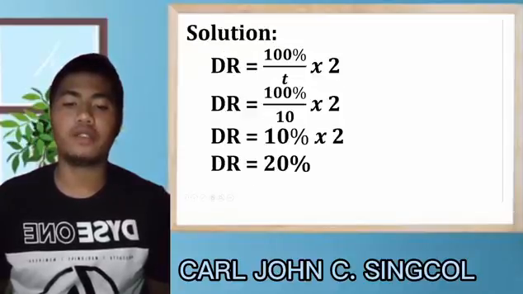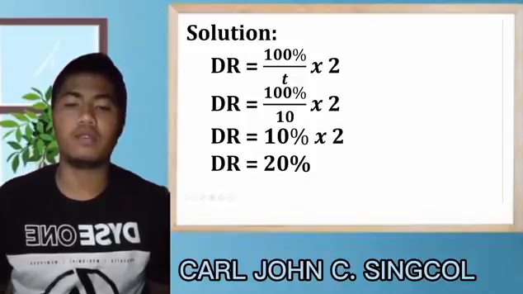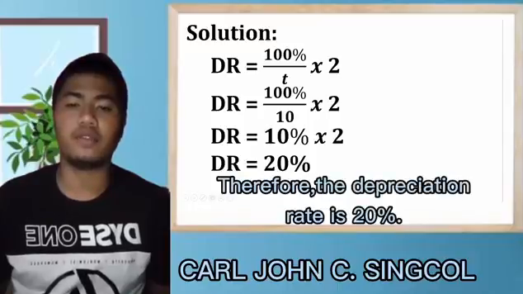To find the depreciation rate, we can use the formula DR is equal to 100% over time times 2. Substituting the time in the given formula, we have DR is equal to 100% over 10 times 2. Divide 100% by 10, so we have DR is equal to 10% times 2. The final answer is DR is equal to 20%. Therefore, the depreciation rate value is equal to 20%.